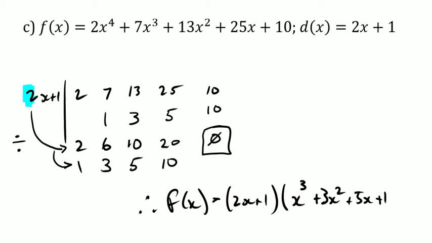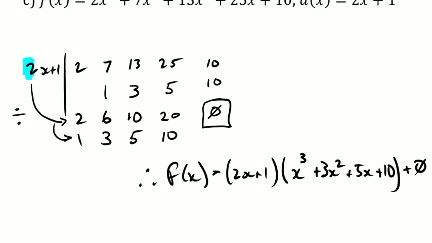Then I do the same thing. 1 times 1 is 1. 7 minus 1 is 6. Divide by 2. Not always divide by 2, folks. Divide by the coefficient of x, but in this case, that's 2. 3 times 1 is 3. 13 minus 3 is 10. Divide by 2. 5 times 1, subtract, divide. 1 times 10 is 10.